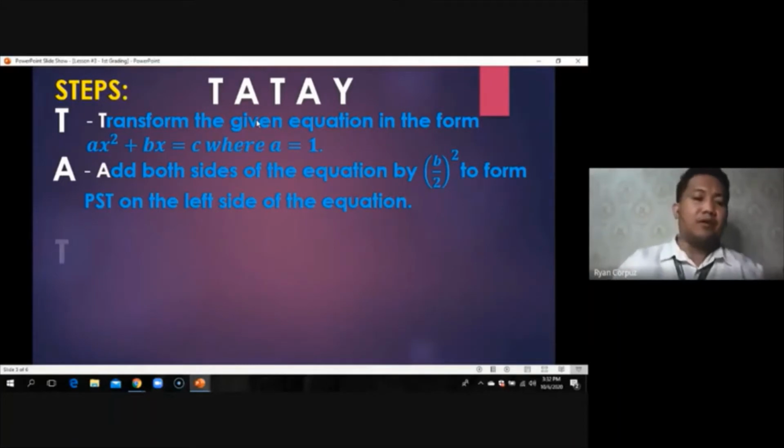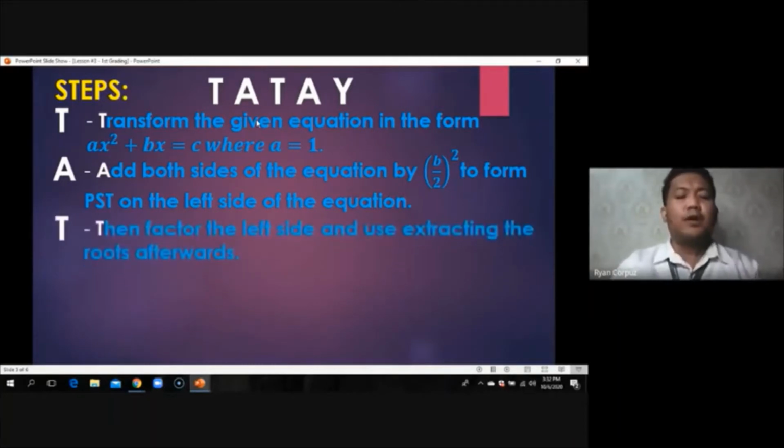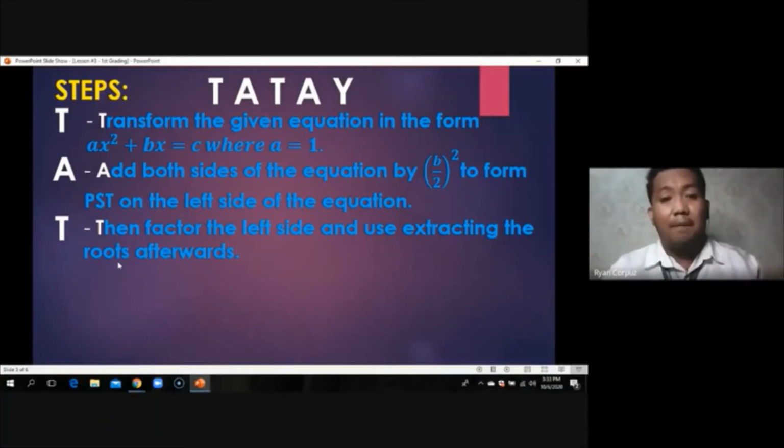Next step, second T. Second T stands for then factor the left side and use extracting the roots afterwards. So, dalawang method pa lang magagamit natin. Since we already know extracting the roots as a method in solving quadratic equations, then after adding the value of b over 2 quantity squared on both sides of the equation, this left side of the equation now will become a perfect square trinomial. So, the factor of a perfect square trinomial is a square of binomial. The binomial that was raised to the second power.